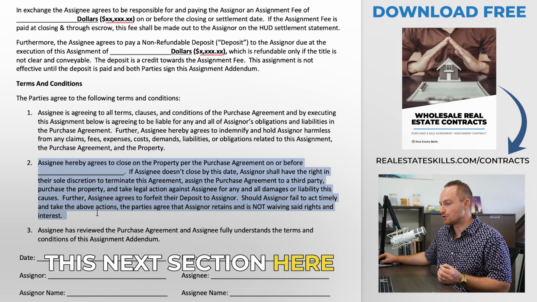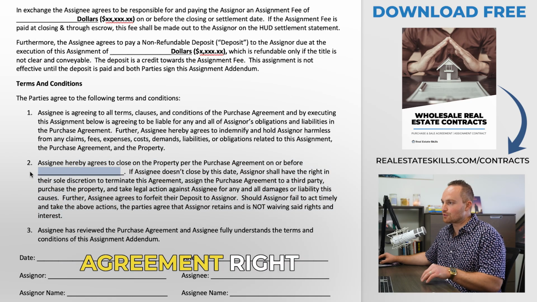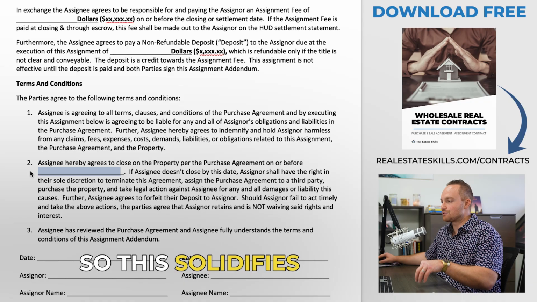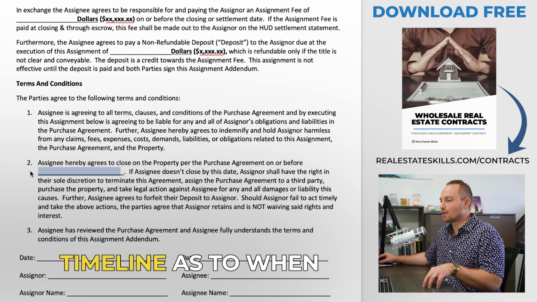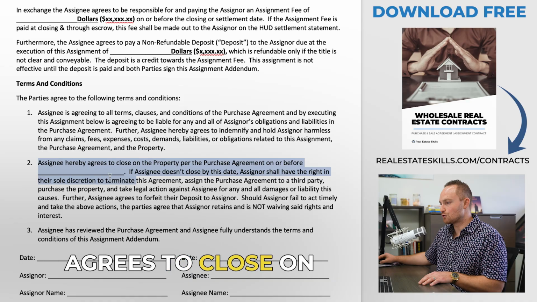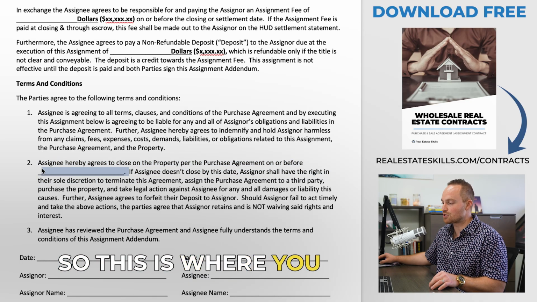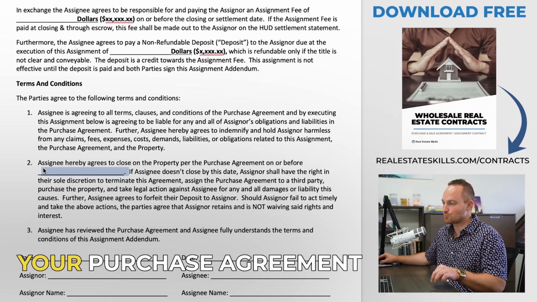This next section here, this is where we put the closing date that is on the purchase agreement, right? So this solidifies the end buyer's timeline as to when they need to perform. So assignee hereby agrees to close on the property per the purchase agreement on or before this date. So this is where you can put the close of escrow date to match your purchase agreement.